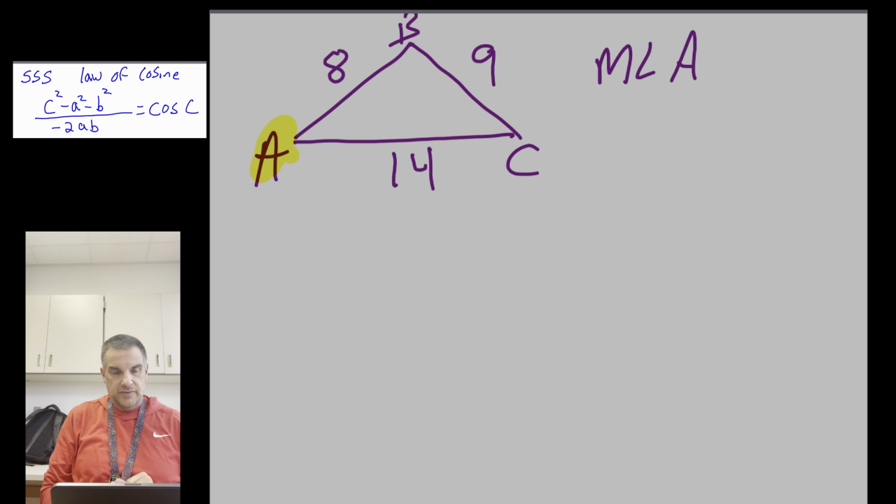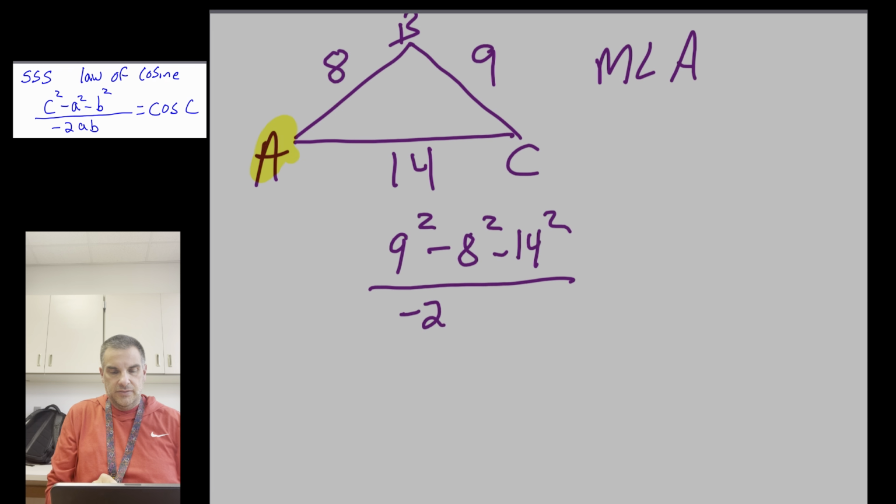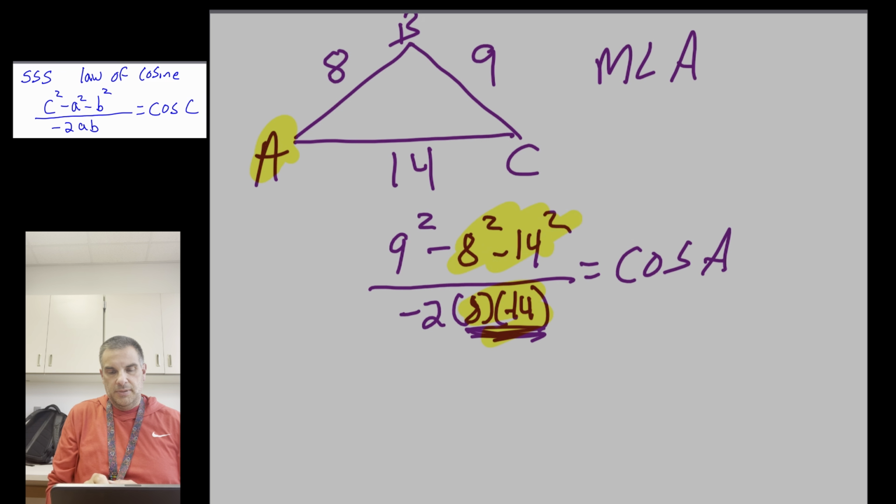My first value has to be the value opposite of that, so it's going to be 9 squared. And again, I know it's side, side, side because I know all three sides. I don't know any angles. So it's going to be 9 squared minus 8 squared minus 14 squared, all divided by negative 2 times my 8 and 14. That's going to equal the cosine of angle A. This 8 and 14 here are the same numbers as those, just not squared. So I'll do the top part first.